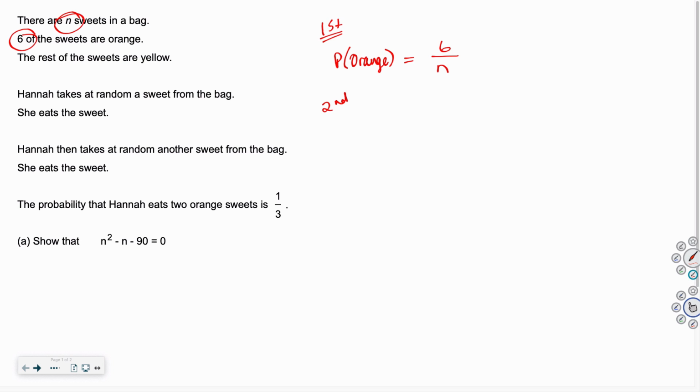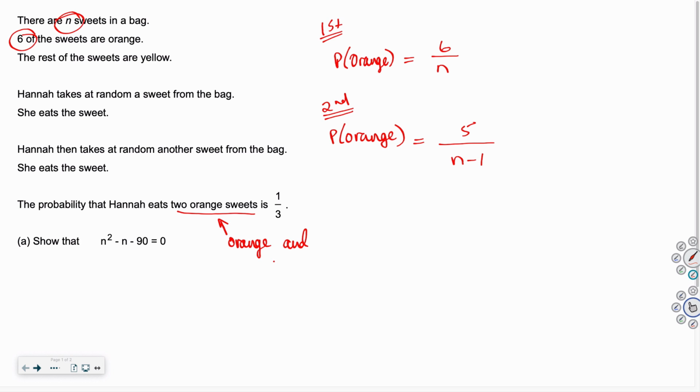Now, the second time she takes the sweet, the probability of it being orange, well, she's already taken 1 sweet from the bag, and she eats it, so she can't replace it back to the bag. So we're now going to be out of a total of n minus 1, because we've got 1 less sweet than previous, because Hannah's taken 1 out and eaten it. And if it's orange, she's already eaten the first one, and that's orange, so we're now going to have 5 orange sweets left.